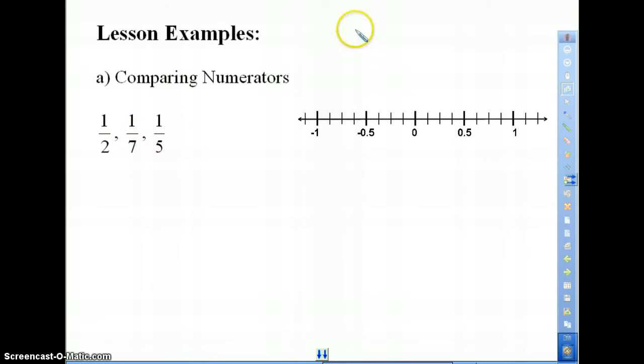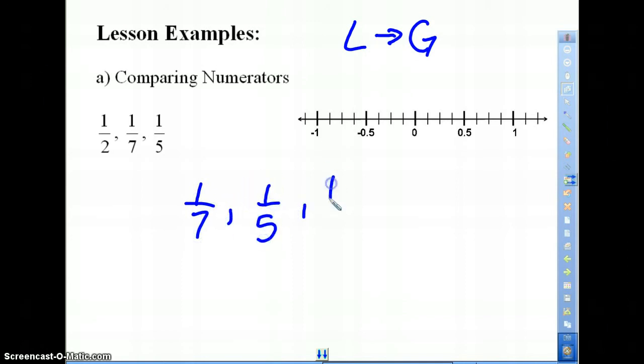So if I am going in order from least to greatest, I know that 1/7 is the smallest, then 1/5 comes next, and then 1/2. Okay? I know you guys probably want to convert these to decimals and just double check, and that's fine. 1/2 is 0.5. 0.5 is right here on the line.